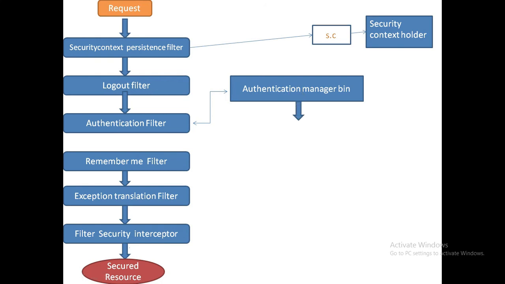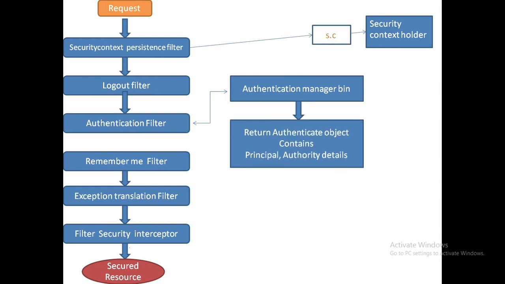Then the authentication manager bean will return the authentication object. In the previous slide I have already shown a basic concept related to principal and authorities. So that authentication object will be returned by this authentication manager bean. But how will this authentication object be created, how will it get the information that this particular user has these authorities? For that it will use the authentication provider.